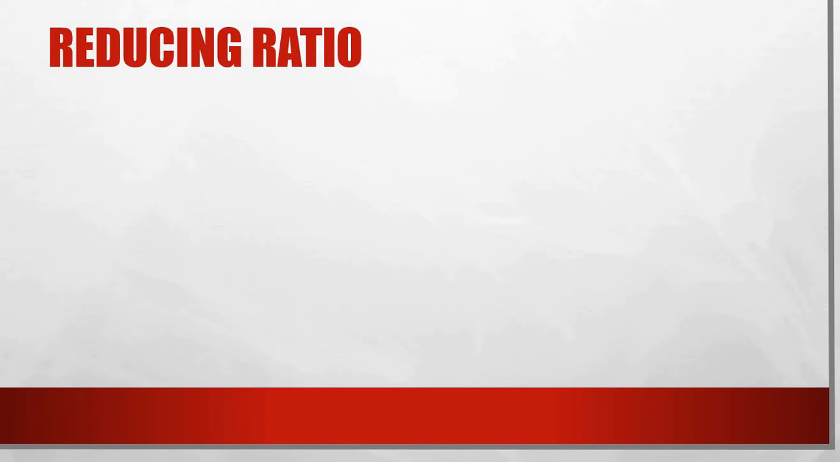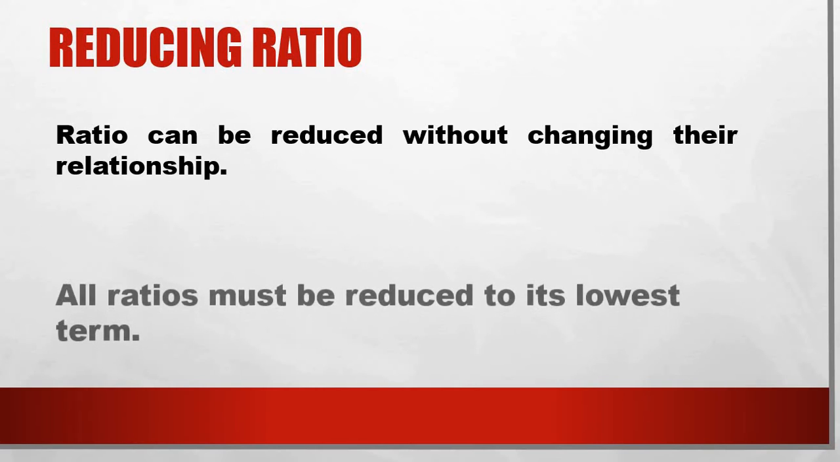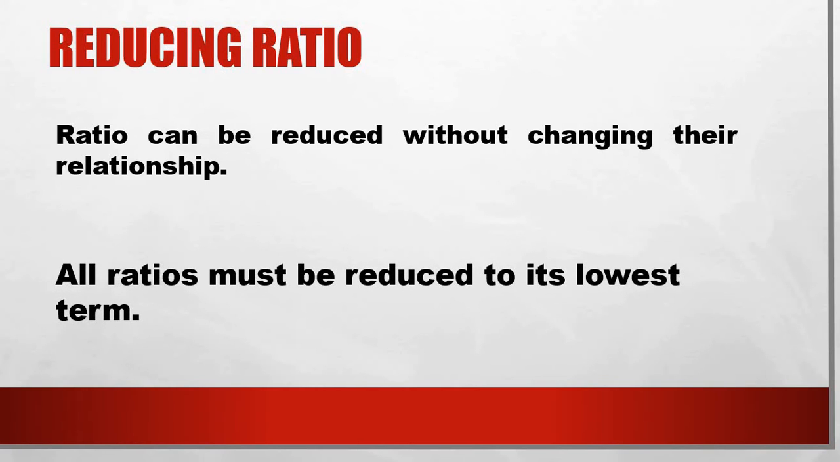reducing ratio. Ratio can be reduced without changing their relationship. The relationship still remains the same. We can reduce it to the minimum, and in fact all ratios must be reduced to their lowest term. You must reduce them. It is a must. Always reduce your ratio to the minimal term. So here is an example on how you do that.